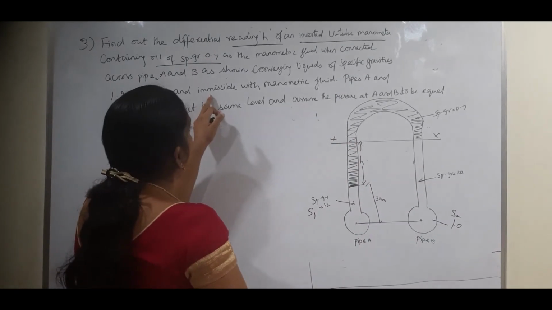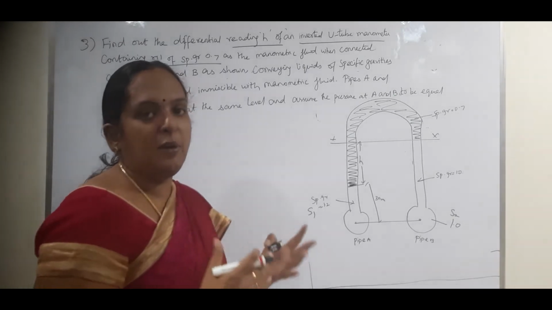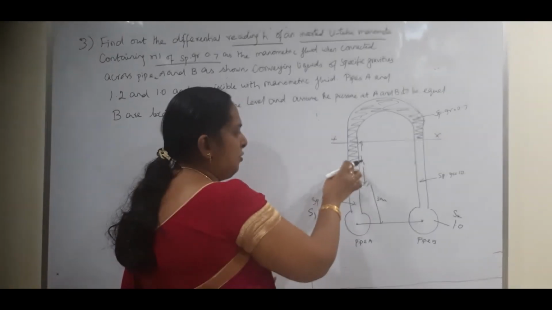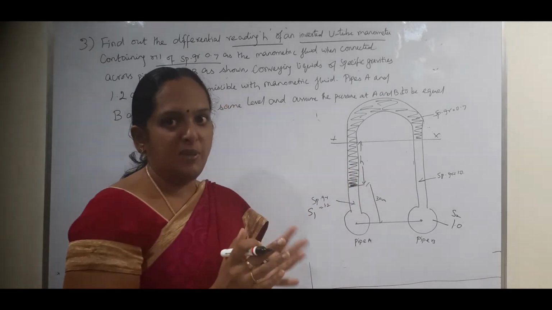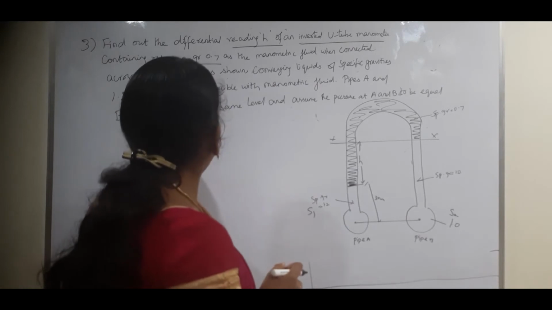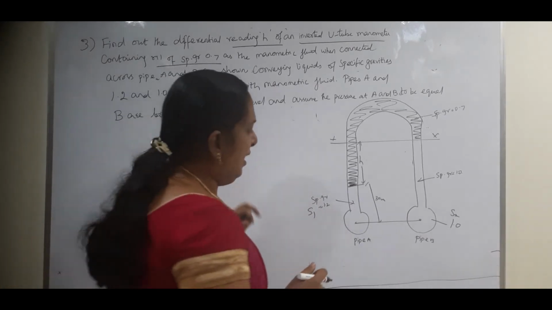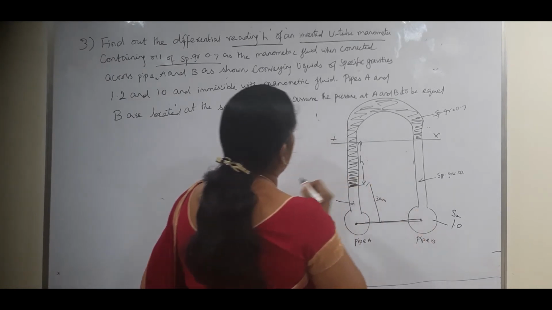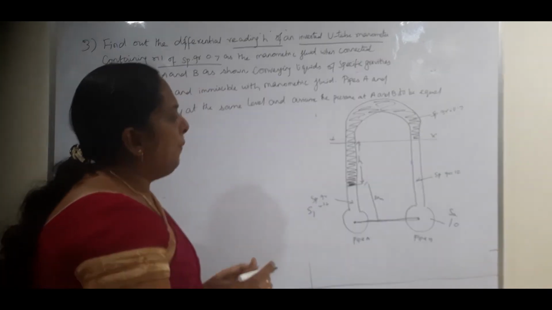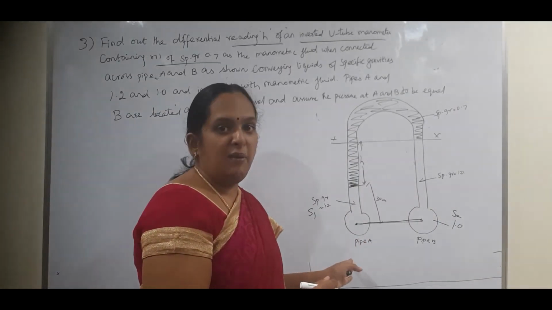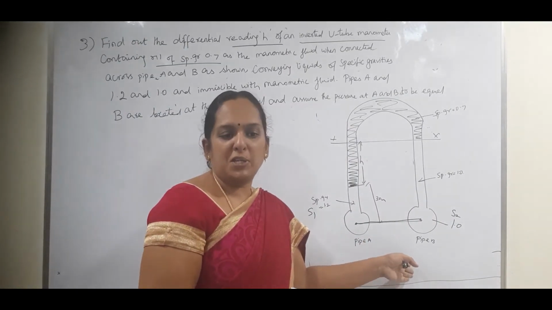Okay, and they are immiscible. Immiscible means they will not mingle with the other liquid. So it will not mix with this liquid. It is like oil, which will not mix with water. Am I right? So we have this. Pipes A and B are located at the same level. See here, these pipes A and B are located at the same level. And assume the pressure at A and B is also equal. So the pressure at A will also be equal to the pressure at B.